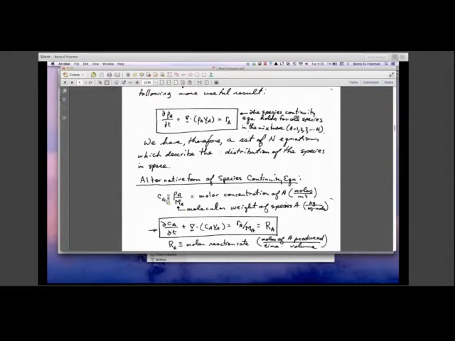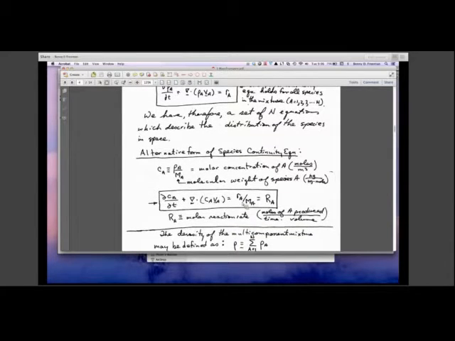and recognize that the molar concentration of A is the mass concentration divided by the molecular weight. So if the mass concentration of A is in grams of A per cc of volume, and the molecular weight of A is grams of A per mole of A, then the units on C_A are just moles of A per unit volume, meters cubed in this case. And if the molecular weight of species A doesn't change, and there are many practical cases where that's true, not always, then rho_A is just C_A times M_A.